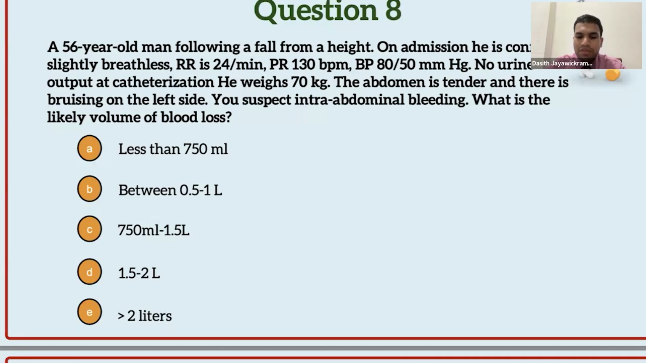Then we take 40%. 40% of 3.8 is 1.5. So if this patient is having blood loss of class 4 category, more than 40% blood loss, then the patient has lost more than 1.5 liters. So the answer comes as D, 1.5 liters to 2 liters.